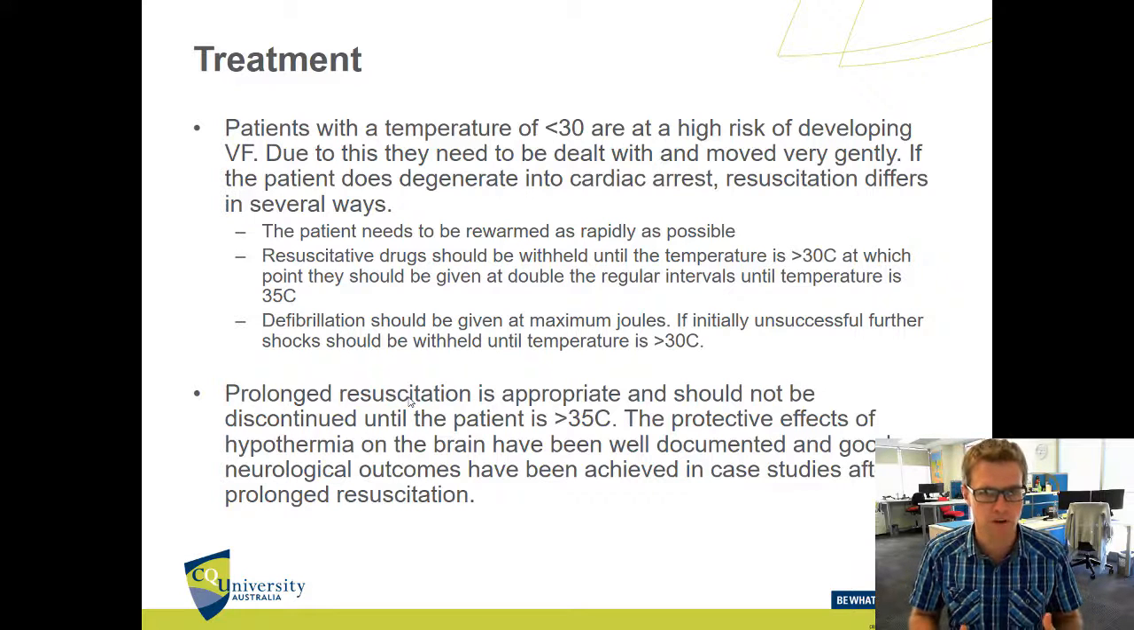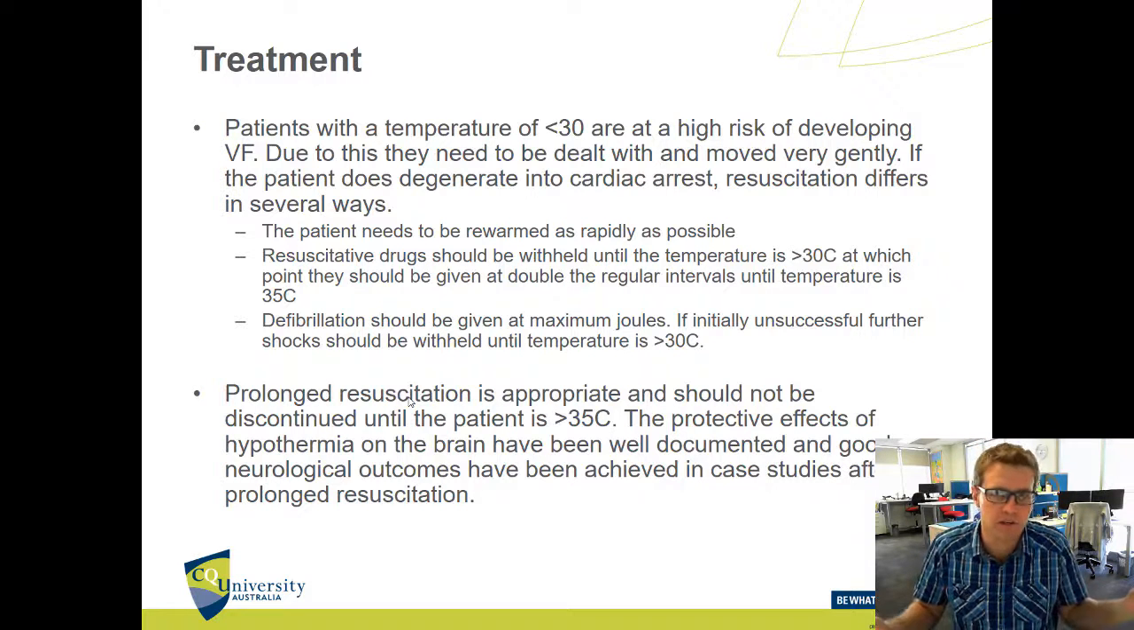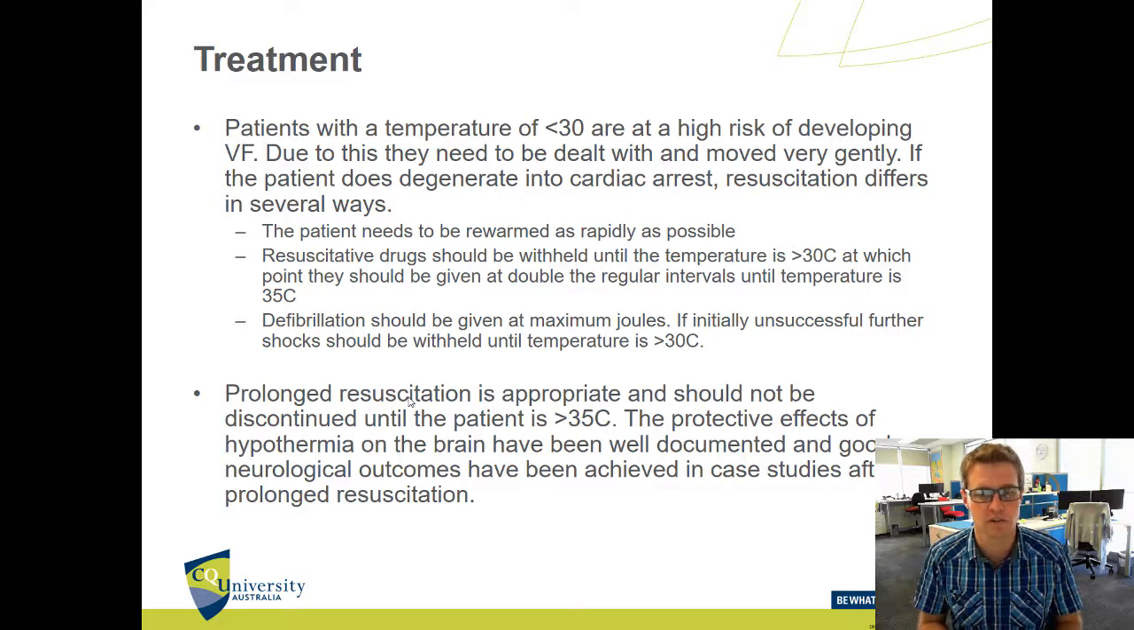Now, if they do go to VF, you want to rewarm them as rapidly as possible. Pre-hospitally, you do what you can do. But it does change our treatment in a few ways. So we don't give any drugs until the temperature's over 30 degrees, because if you give adrenaline into the arm, it's just going to sit there. Even if it does get to the heart, it's not going to be in any state to react to the adrenaline at that temperature.